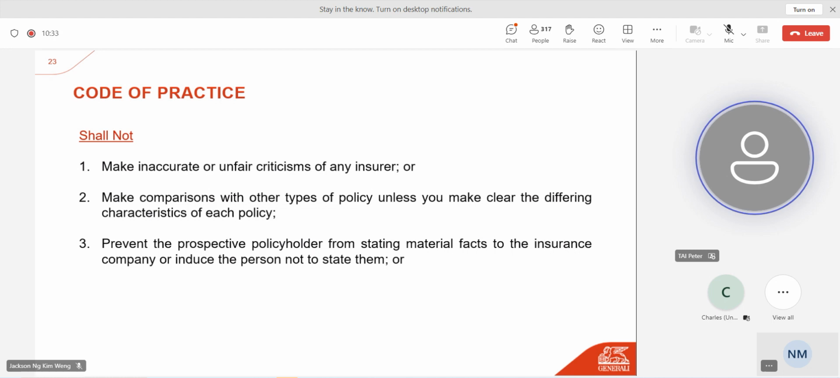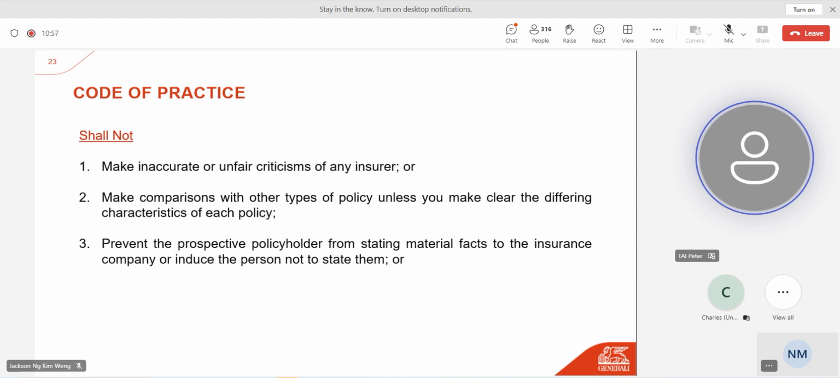This is very serious also. As a professional agent, you should not make any incorrect, inaccurate, or unfair criticism of any other insurance. For example, you are representing a general insurer, but you cannot go around telling your clients that other insurance is no good. Let us not do that. So this is very important.